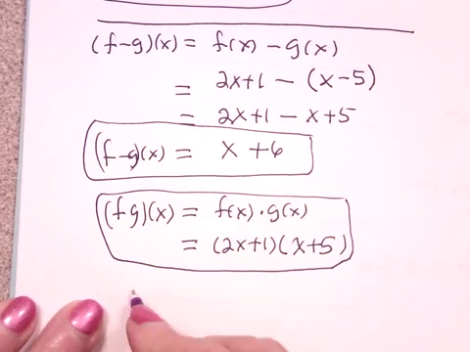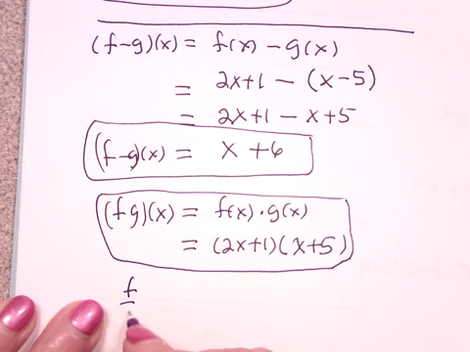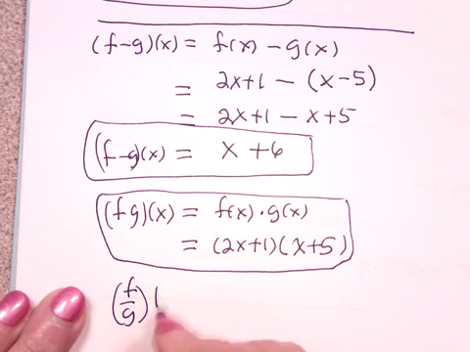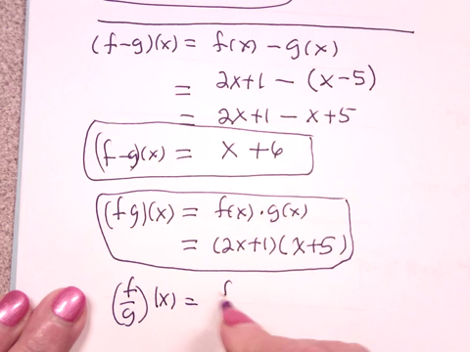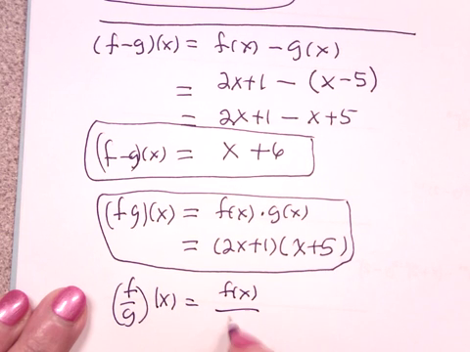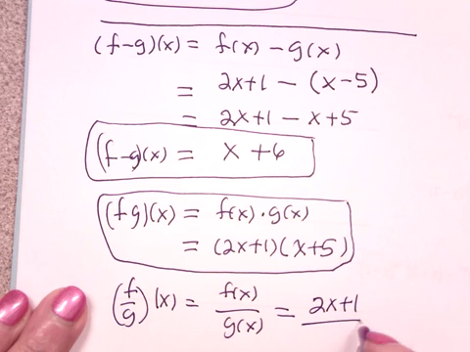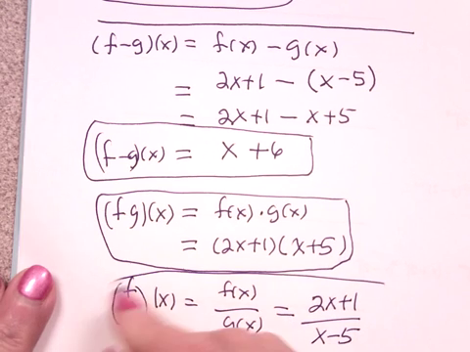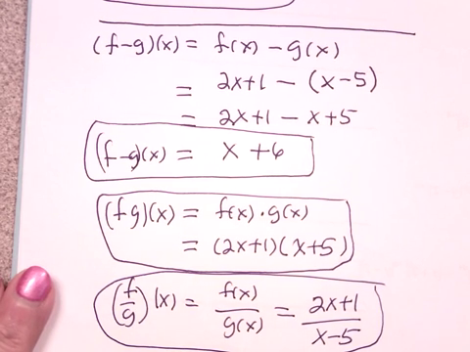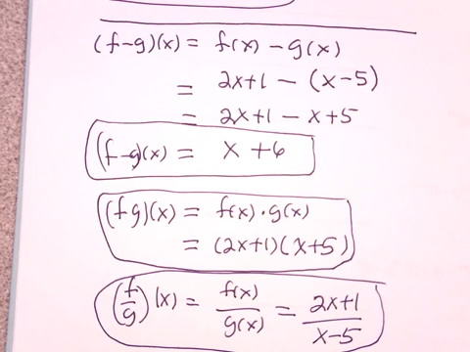And if we wanted to divide them, it says take f of x and divide it by g of x. Well, f of x is 2x plus 1, and g of x is x minus 5. So that would be f divided by g of x.